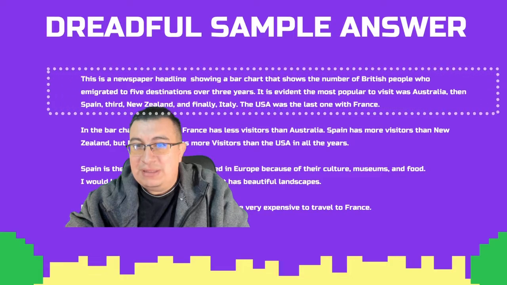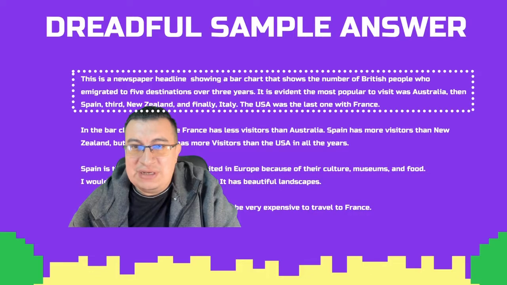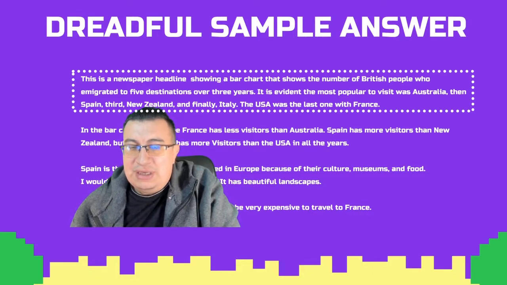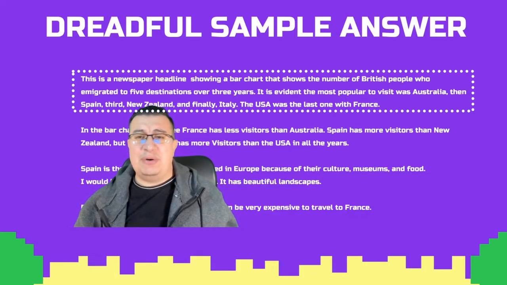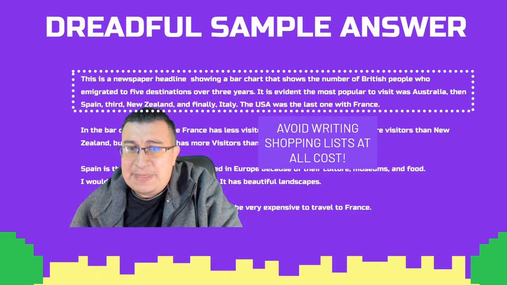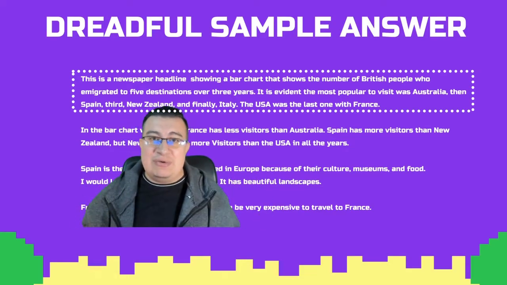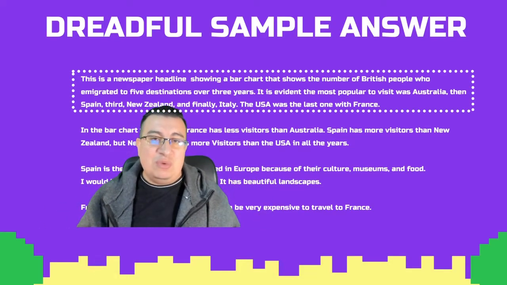This newspaper headline showing a bar chart that shows the number of British people who emigrated to 5 destinations over 3 years. Okay, that sentence has way too many things going, and if it is not punctuation, never mind. Newspaper? They never mention a newspaper here. Anyway, it is evident the most popular to visit was Australia, then Spain, third New Zealand, and finally Italy. That's a shopping list. The USA was the last one with France. Okay, now that person didn't see the graphic. Like, the USA wasn't the last one, it was France.